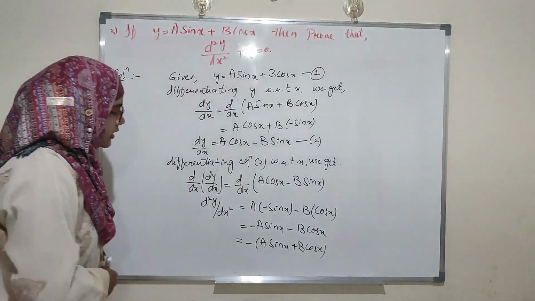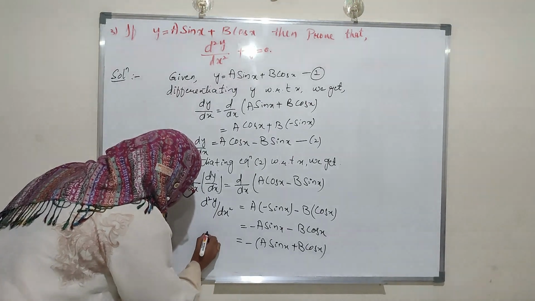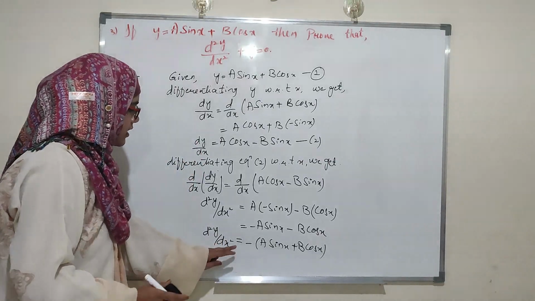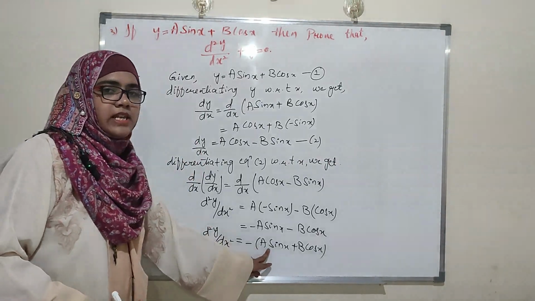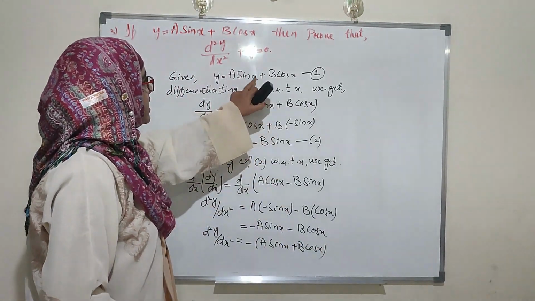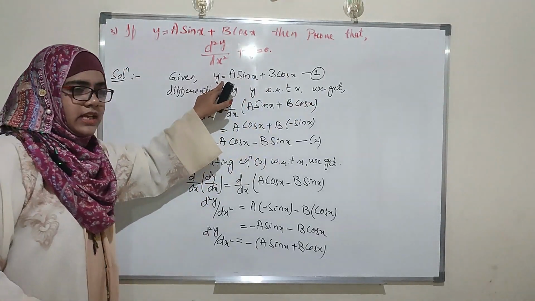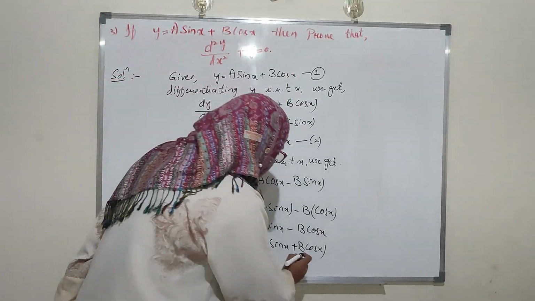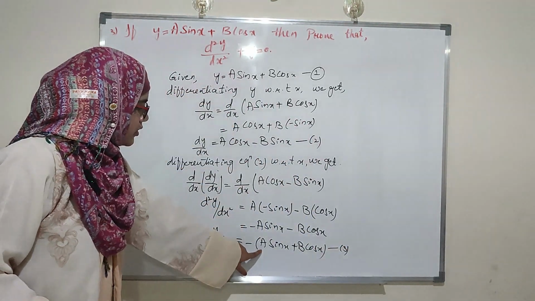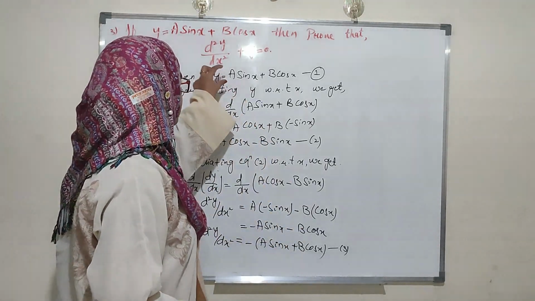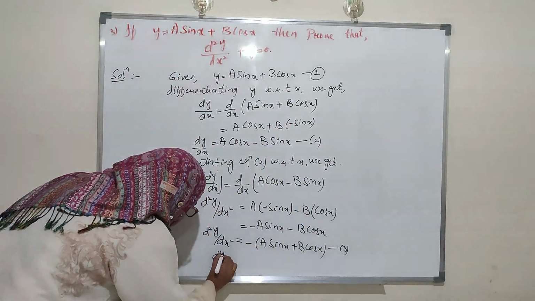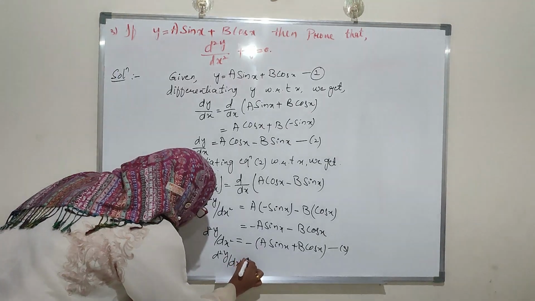Now d2y by dx square we got as minus a sin x plus b cos x. What is a sin x plus b cos x? It is nothing but y, as given. Name this one as equation 3. Now I am writing the value of y here. Putting y instead of a sin x plus b cos x, by using equation 1, d2y by dx square is equal to minus y.